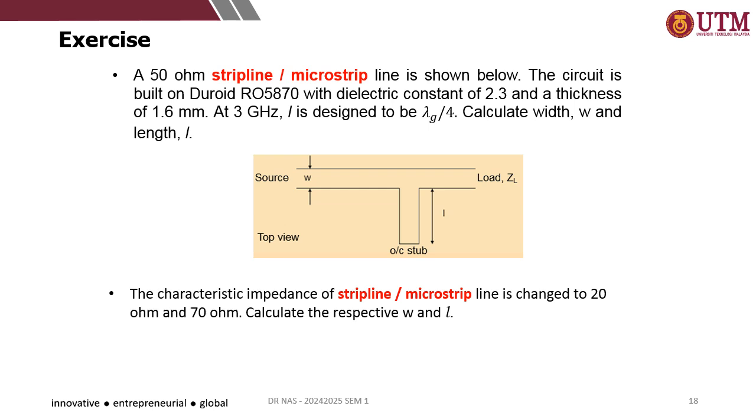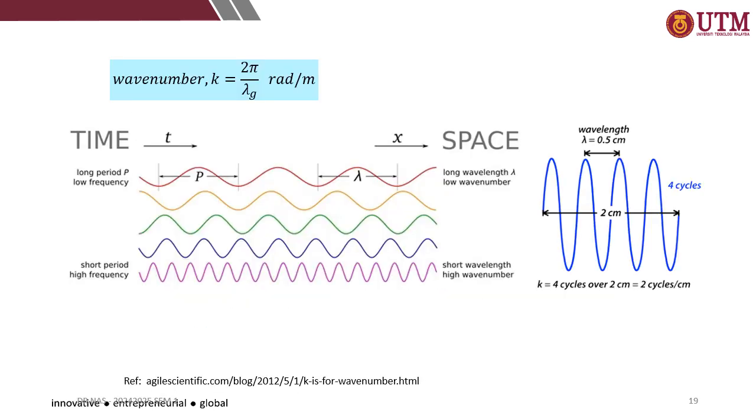Alright, so another example is given for a strip line or microstrip line, it can be both. You need to calculate the width again, the L, and what happens when you change the characteristic impedance to other values. The first one is 50 ohm. What happens when we change it to 20 and 70? You can compare the values and put them in a table. I'll share the table at the end of the video.